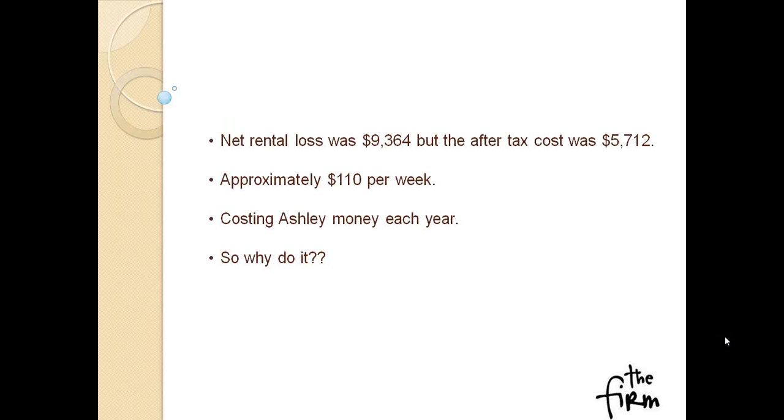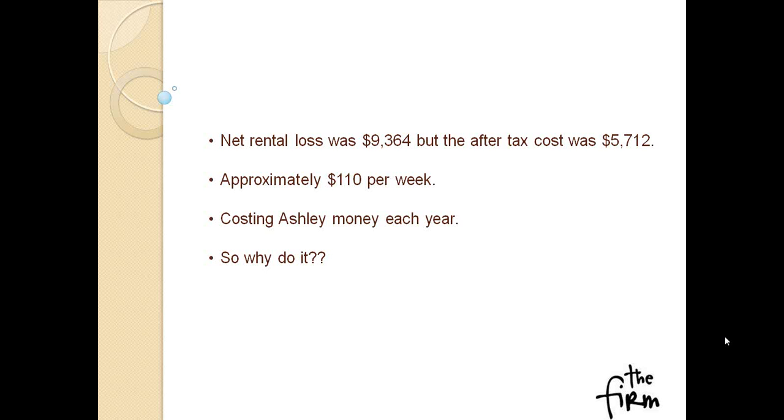We know the rental losses cost Ashley a little over $9,000, but the difference between his after-tax incomes in the two different scenarios was $5,712, meaning the taxman has helped subsidise Ashley's property investment. $5,712 equates to roughly $110 a week. This cost per week term is a term that property salespeople will use. So when you hear this term in the future, you know what they're talking about.